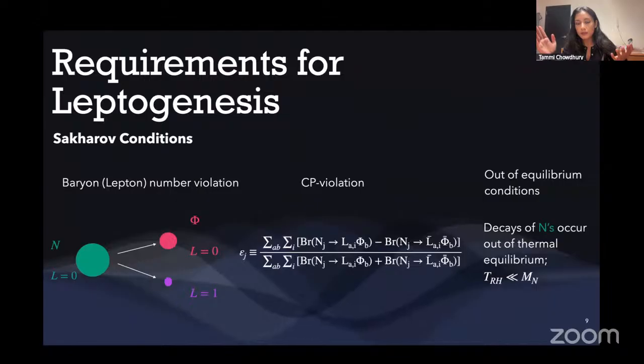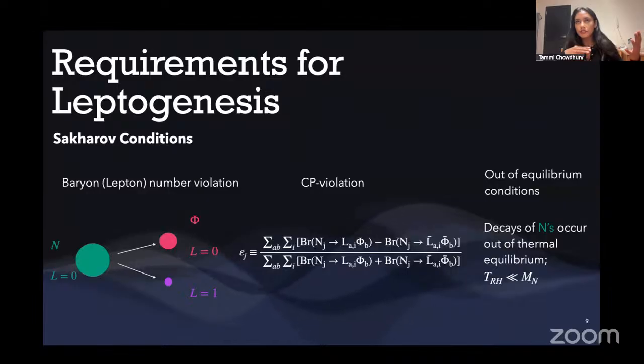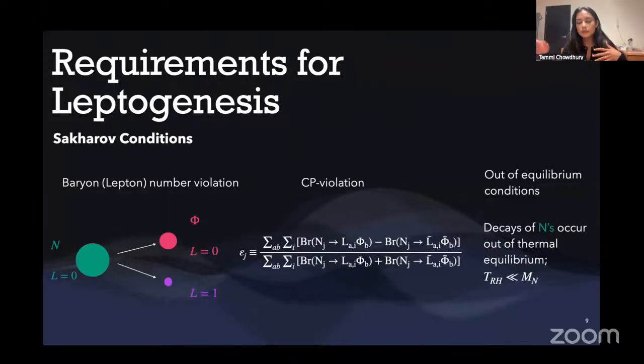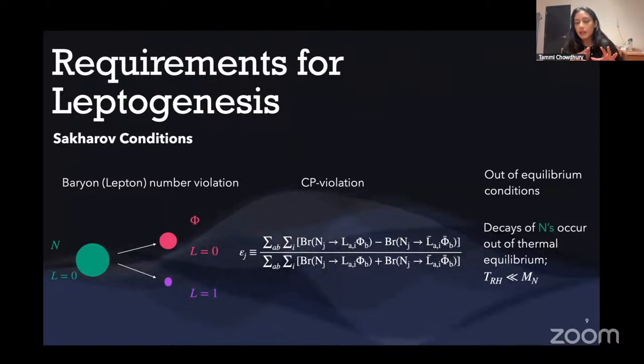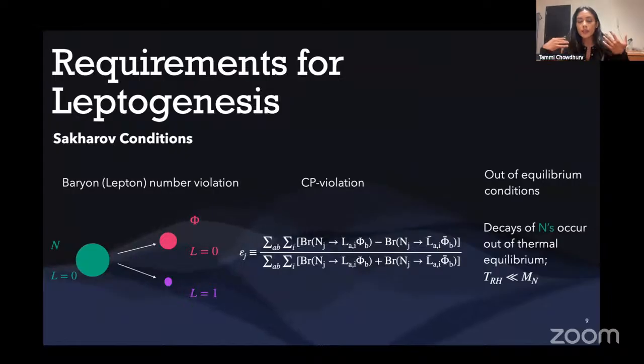The second condition is CP violation. So you need to have some difference in the rate at which the right-handed neutrino decays into a lepton versus an anti-lepton. And this is quantified through the parameter epsilon j here. So this is our CP violating parameter. And the third condition is out of equilibrium conditions. And this is satisfied because we're working in the non-thermal limit. So our reheating temperature of the universe is significantly smaller than the mass of our right-handed neutrinos that are decaying away.